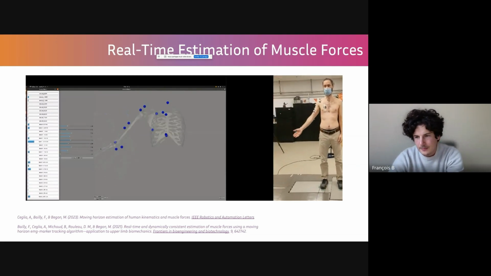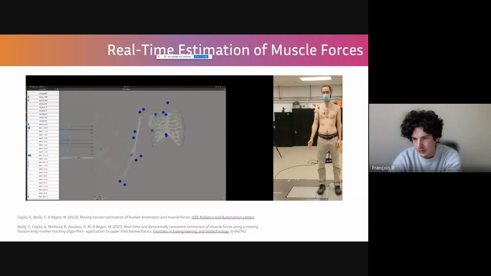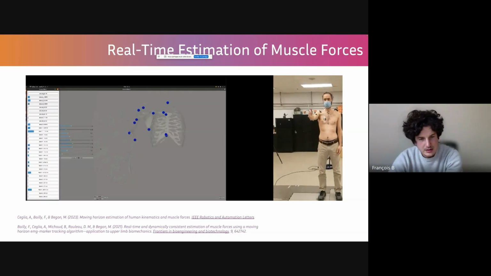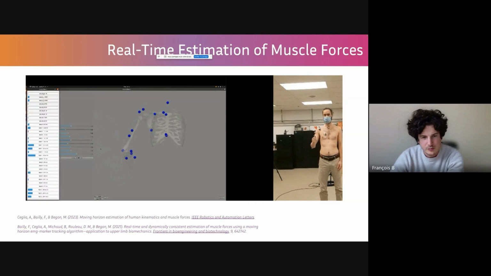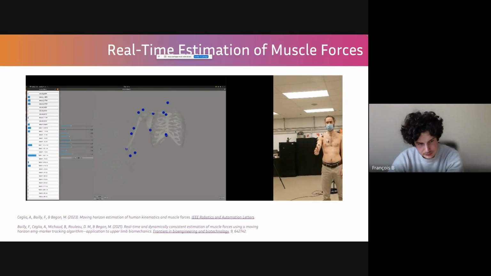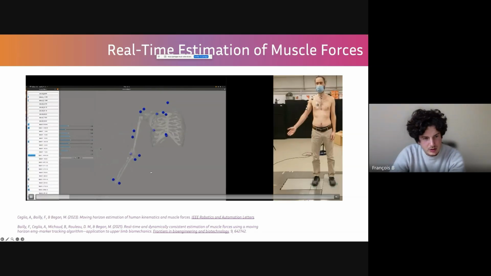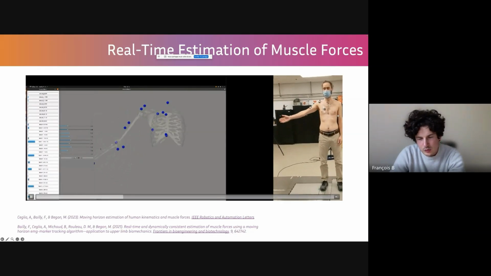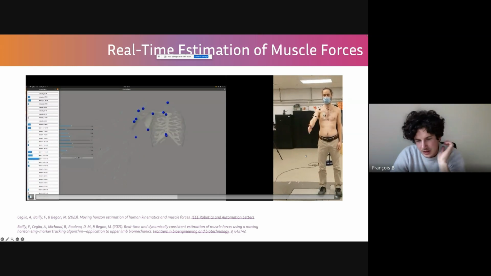So you have someone moving on the right, equipped with electromyography and also filmed with a motion capture system. And in real time, the optimization algorithm is able to retrieve the kinematics of the movement, which is the skeleton with the blue points moving, and also on the left, the different muscle forces, which are optimally computed in real time and which explain the movements that we are seeing on the right, based on an underlying biomechanical model.